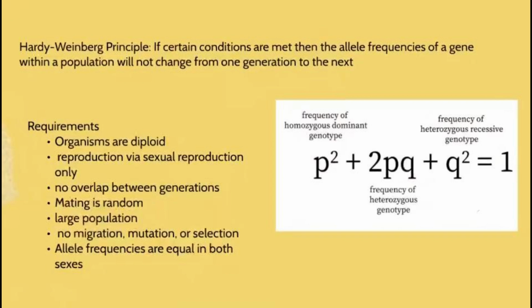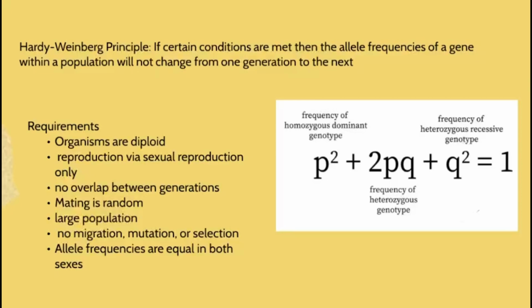So that is how we construct the equation p squared plus q squared plus 2pq equals 1, because that's all the possible genotypes within a population. So all the genotypes within the population have to add up to 1, and that's because people can either be homozygous recessive, homozygous dominant, or heterozygous. So let's go through an example, because I know that is a little bit confusing.